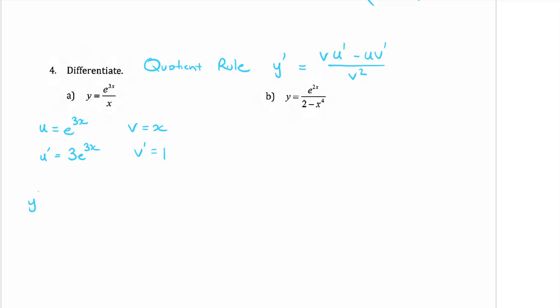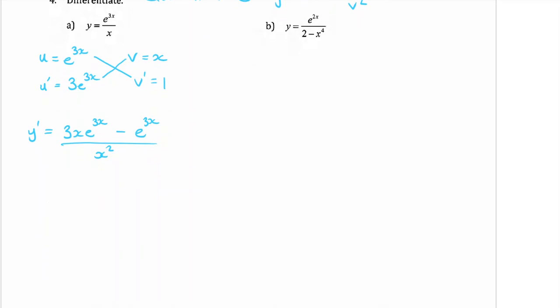Alright, so here's my y dash equals v times u dash, which will be 3x e to the 3x. Then minus, go the other way. 1 times e to the 3x is just e to the 3x. Over v squared, which is just x squared. And you could factorize that also if you wanted to. So you could bring the e to the 3x out, 3x take 1, over x squared.